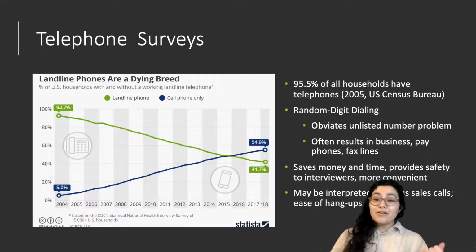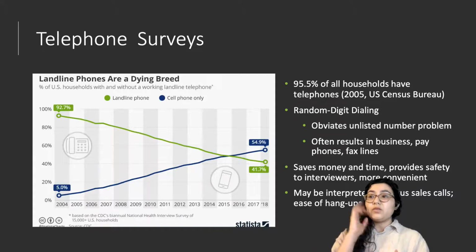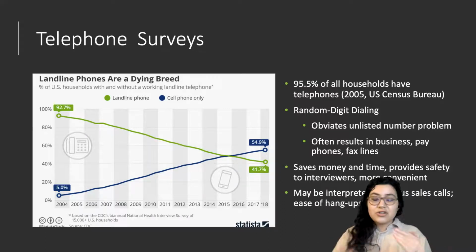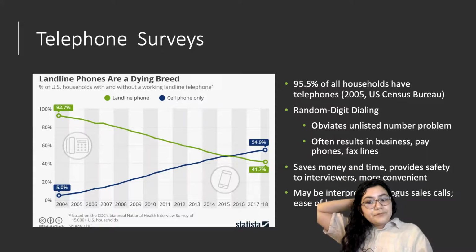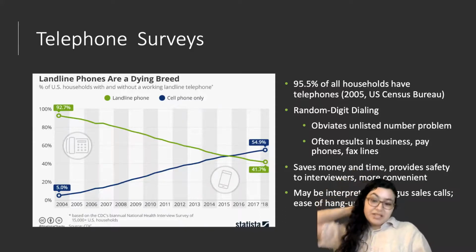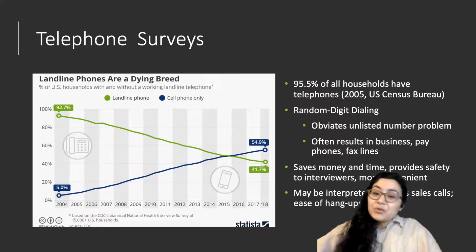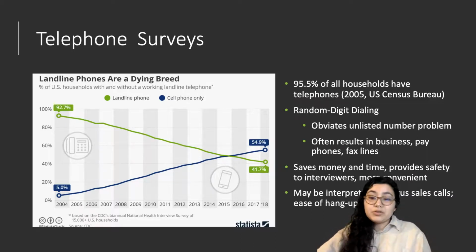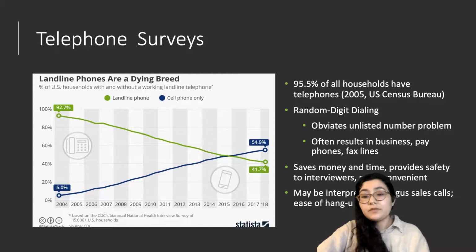And so we're calling a lot of people on their cell phones, but we don't know if that cell phone is still connected, and where that person is living. For example, I have a 773 number, which is the Chicago area code, but I don't live in Chicago, I'm in New Jersey. So there's no triangulation of where people are. And random digit dialing, because landlines are so reduced, often gets us businesses, payphones, or fax lines, which may not be applicable to the study we're interested in.